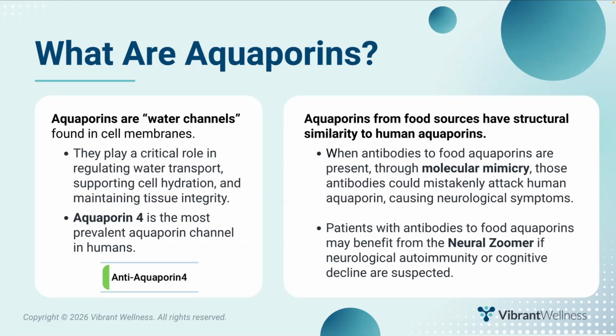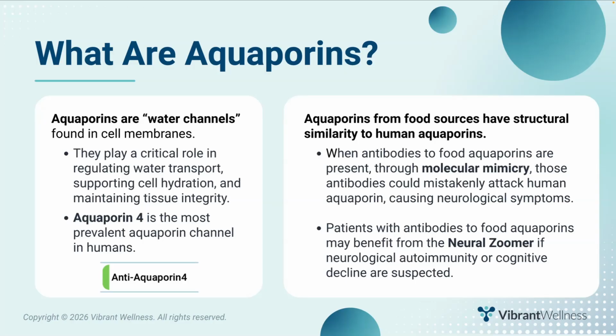Now let's talk about aquaporins. What are they, and how do they differ from lectins? Aquaporins are specialized proteins that form water channels in human cell membranes. They play a critical role in regulating water transport, supporting cell hydration, and maintaining tissue integrity, especially in the gut, brain, kidneys, and immune system.